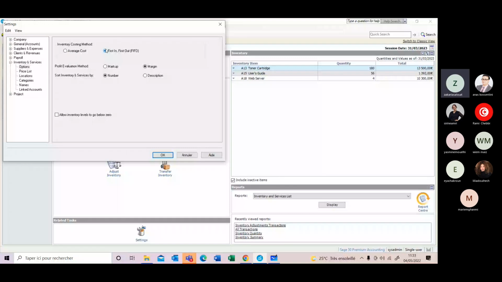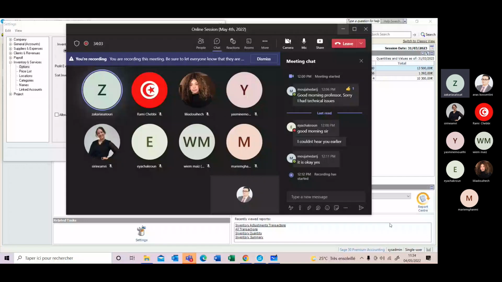Yes, sir. Sir, why in my computer I don't have the option to choose the average cost or the FIFO? I don't know. What do you mean? It seems you don't have them, or you are unable to select? I'm unable to select. It's gray.